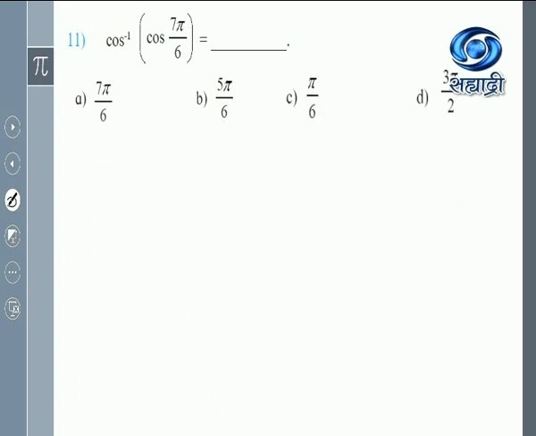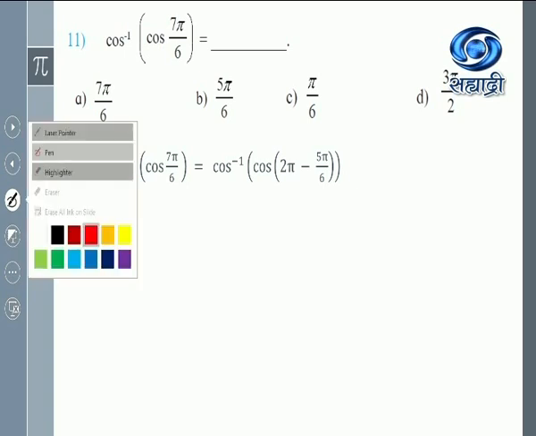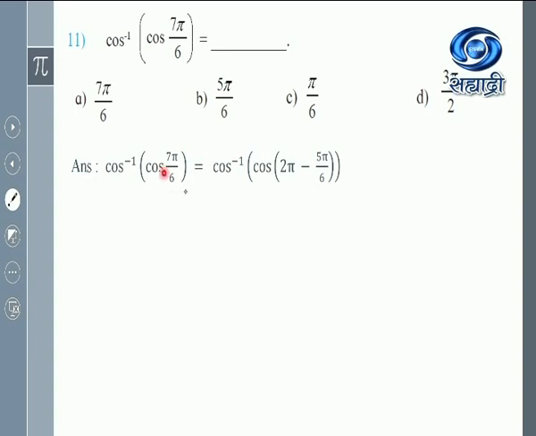So the 4 options are given to you. Cos inverse of cos 7 pi by 6 is equal to cos inverse of cos, see how we split that, 7 pi by 6. This 7 pi by 6 is nothing but 2 pi minus 5 pi by 6, and we are using the rules of allied angles. 2 pi minus 5 pi by 6: 6 twos are 12 pi minus 5 pi upon 6, which is 7 pi by 6.